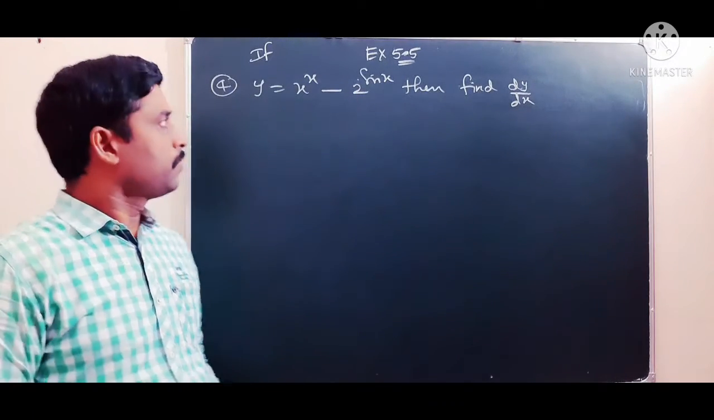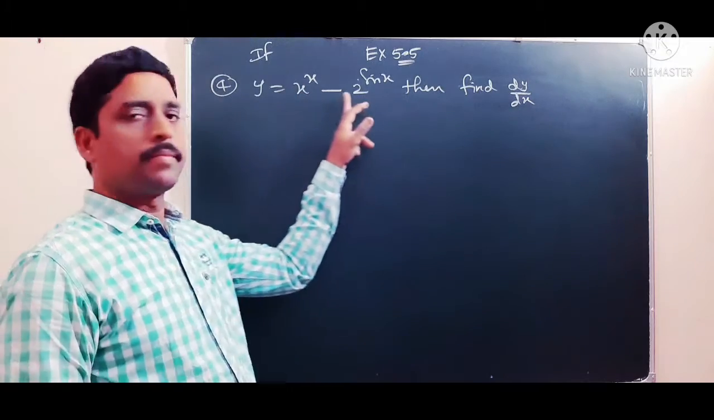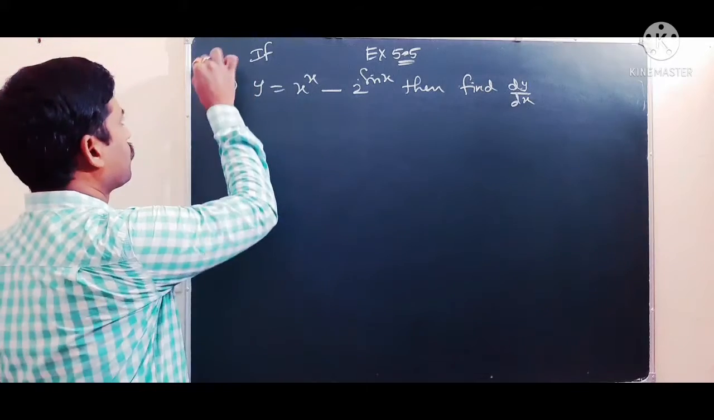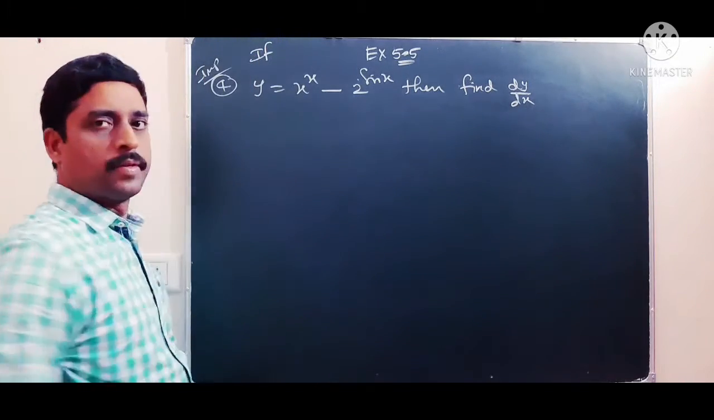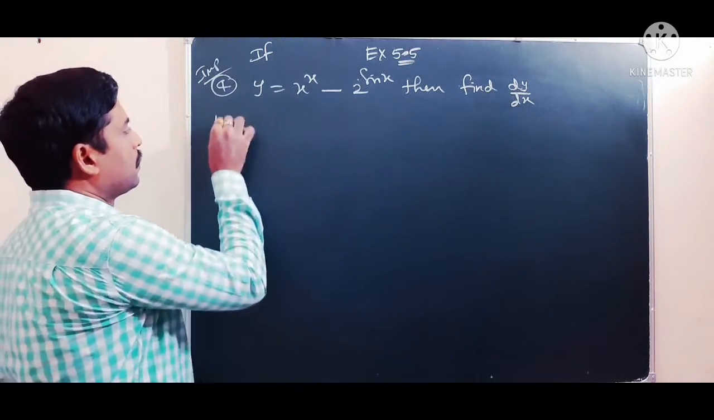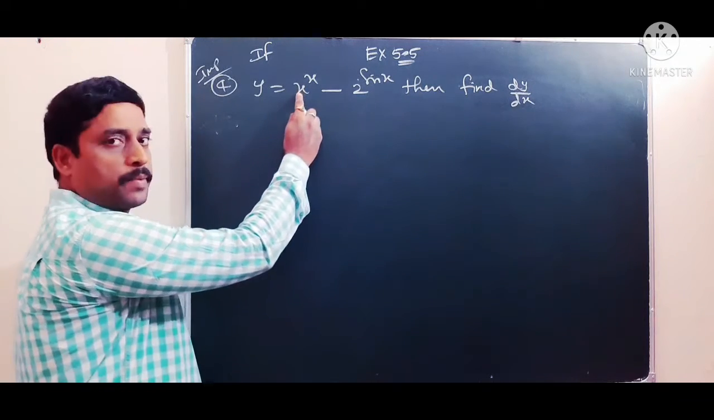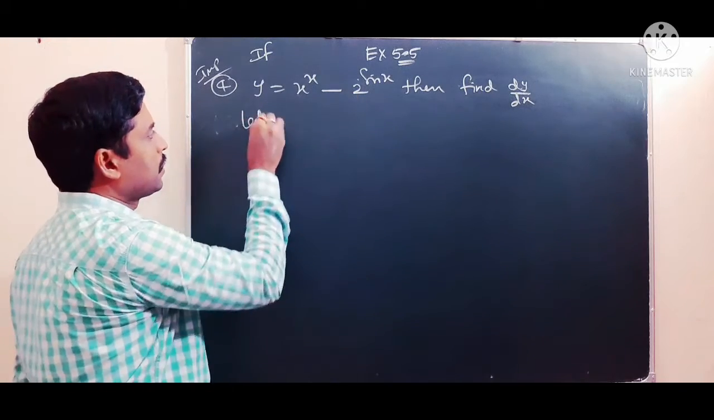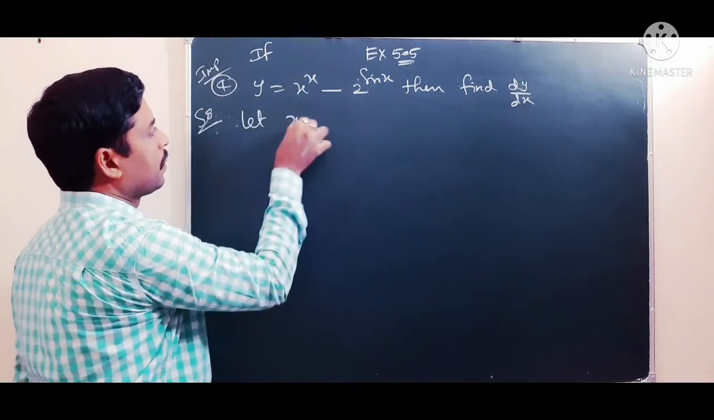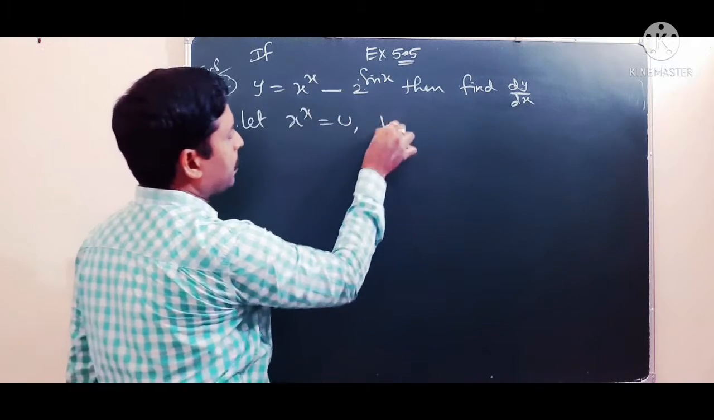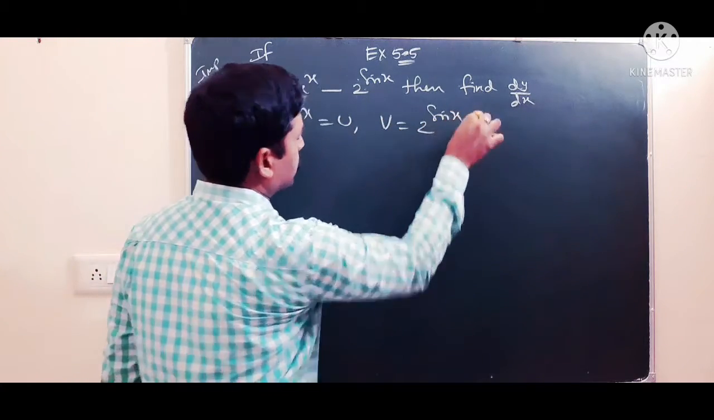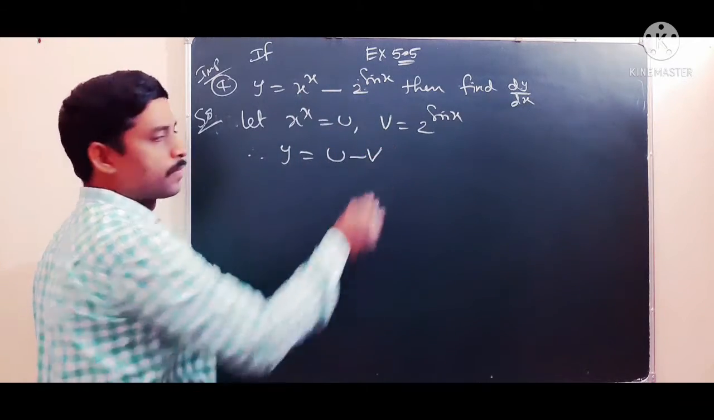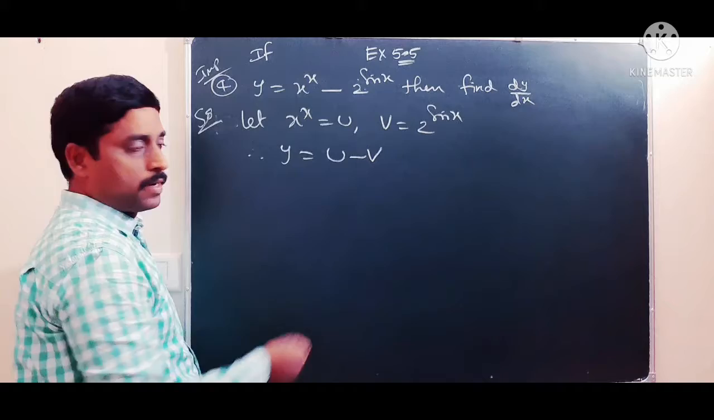Let us go to the next problem. So y is equal to x to the power x minus 2 to the power sin x, then find out dy by dx. So this is a very important problem. So let us take x power x equal to u and v is equal to 2 to the power sin x. Therefore y is equal to u minus v.